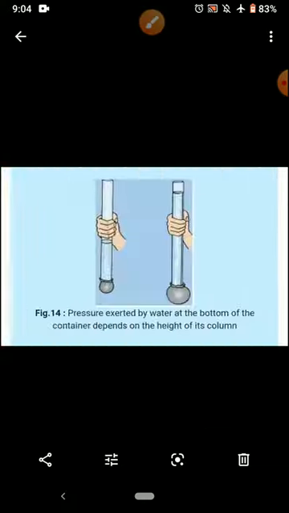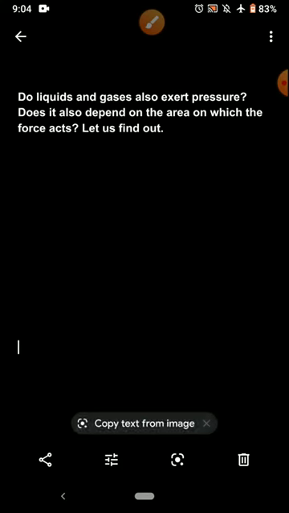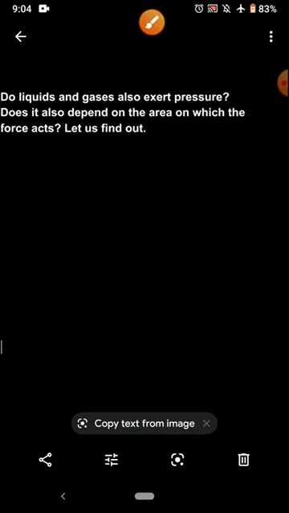For understanding if liquids and gases really exert pressure, and does it depend on the area on which the force acts, इसके लिए हमें कुछ एक्टिविटीज़ देखनी हैं.